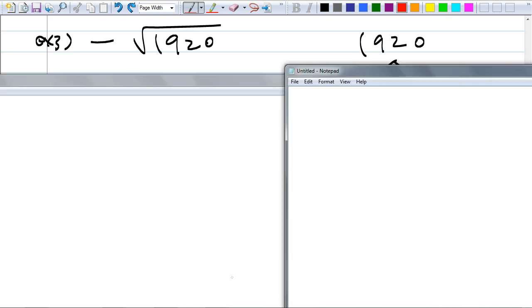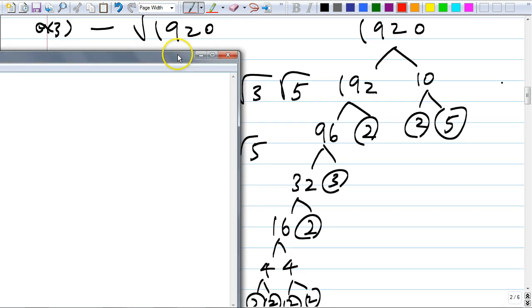Alright, let's try one more interesting one. Negative square root of 1920. Go ahead, everybody try. I'll wait for you. Don't forget the negative. It's a negative number, so at the end, it's going to be negative once you simplify. Okay. All right. So you should have all gotten something like this.